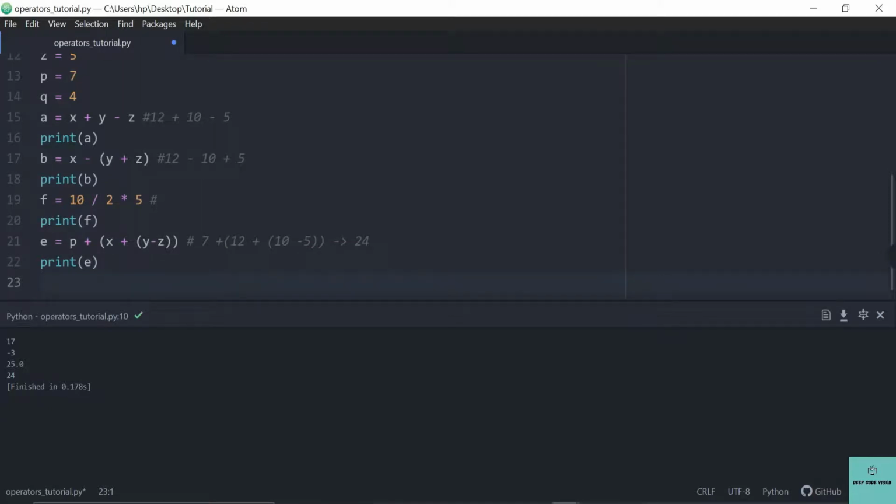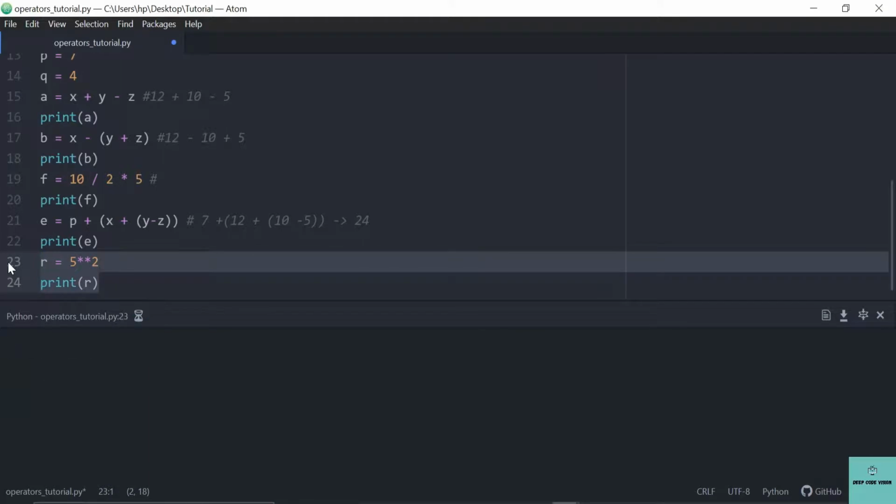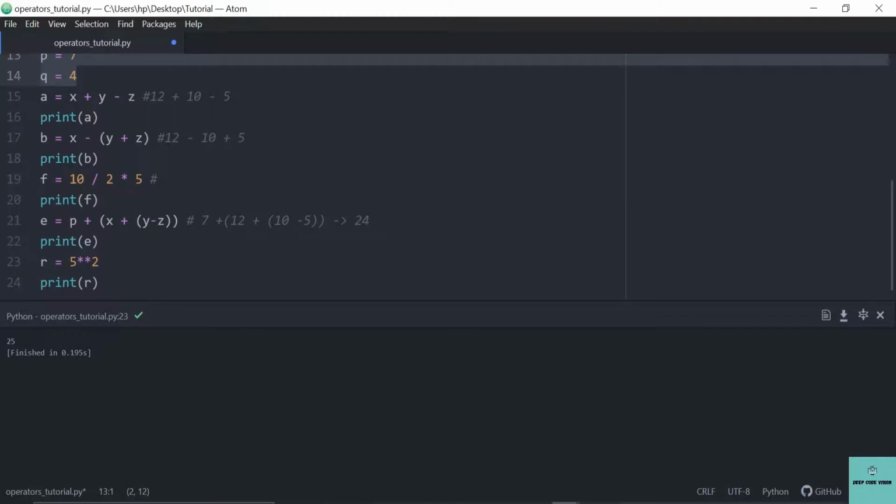Now there is another operator called exponent, or double multiplication, that's double star, if you want to remember it that way. Let's say I have r, and I have 5, so that is my exponent. Again, you can assign variables and do it. I am doing it so that I don't have to run the whole code again and again.